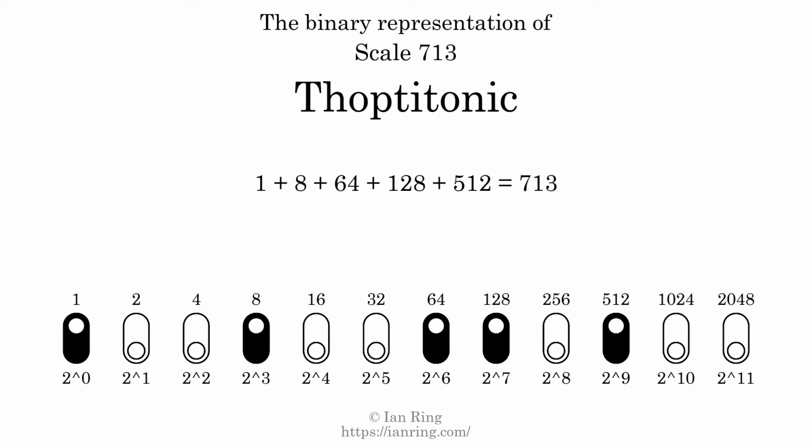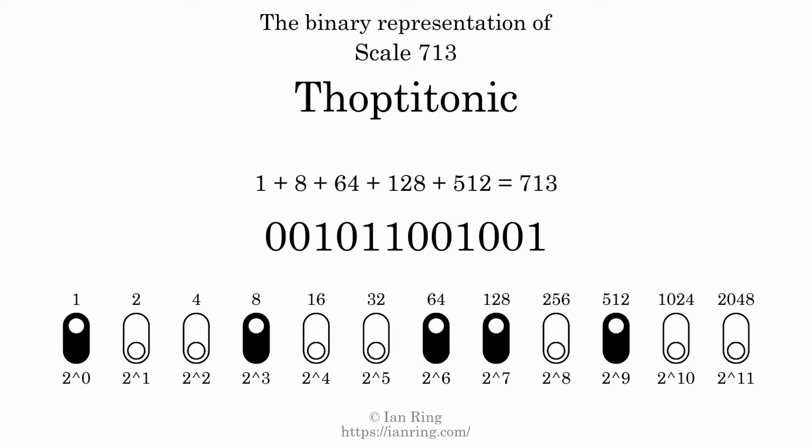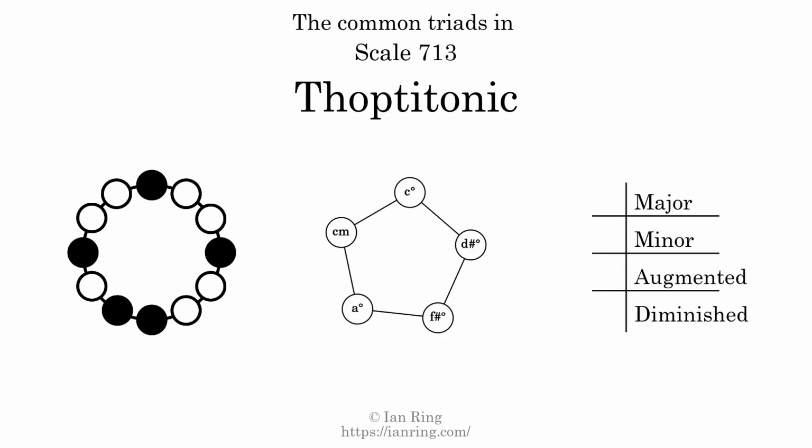The scale number not only enumerates the scale with a unique index, but it also literally describes the tonal content of the scale. Represented as a binary number in base 2, the scale number is 001011001001. Here are the common triads present in this scale.